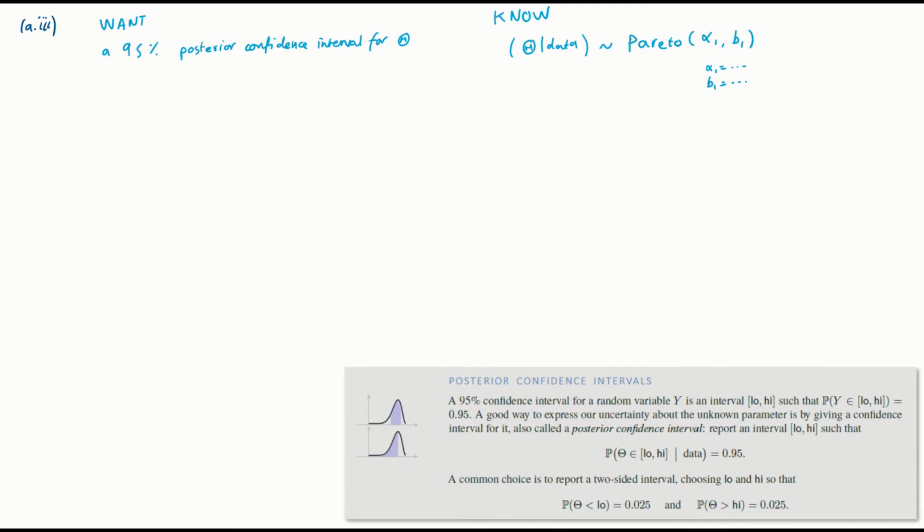What do we know? First of all, we know the posterior distribution of theta. We know that the posterior distribution for theta is a Pareto with certain parameters. I don't want to write out complicated expressions, so I'm just going to say the posterior distribution is Pareto with parameters alpha 1 and b1. So we know the posterior likelihood function. We'll plot it like these little diagrams from the textbook suggest we should.